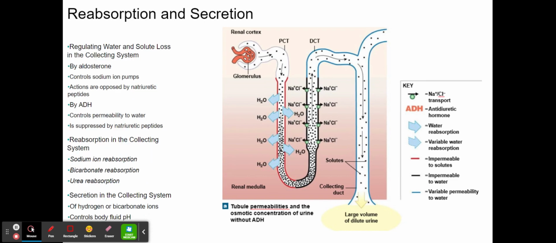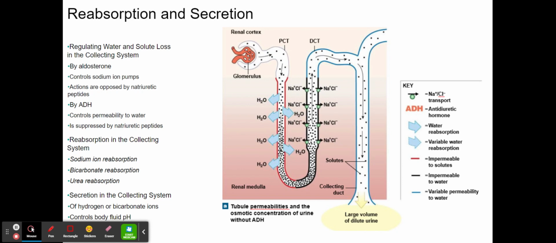The collecting system also has other reabsorptive and secretory functions. Most of them are important in the control of body fluid pH. The collecting system reabsorbs sodium ions, bicarbonate ions, and urea as follows. When discussing sodium ion reabsorption, the collecting system contains aldosterone-sensitive ion pumps that exchange sodium in tubular fluid for potassium in peritubular fluid. Bicarbonate ions are reabsorbed in exchange for chloride ions in the peritubular fluid.